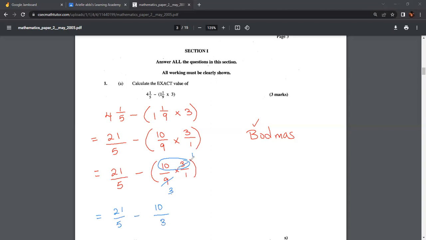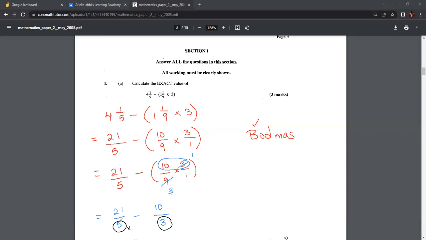Now that the fractions in my brackets were reduced to a single fraction, I can release the brackets. So I end up with 21 over 5 minus 10 over 3. Once we're subtracting, your denominators must be the same. So I showed you how to find your LCM. In this case, it's 15.